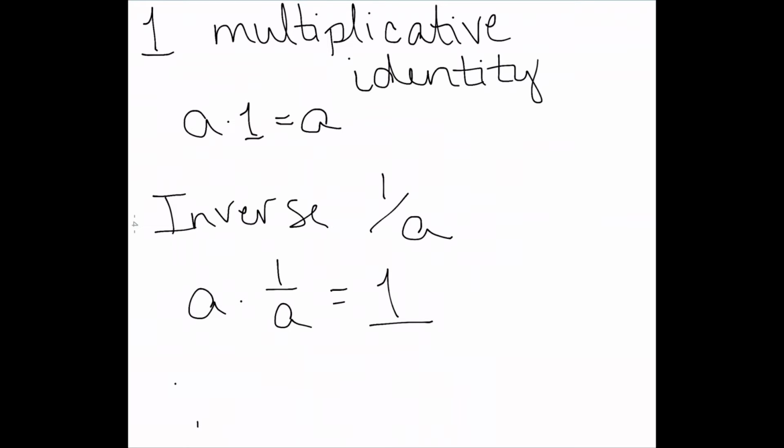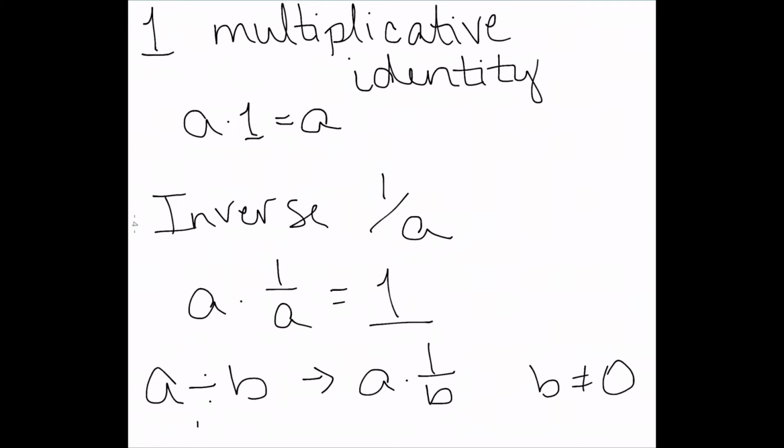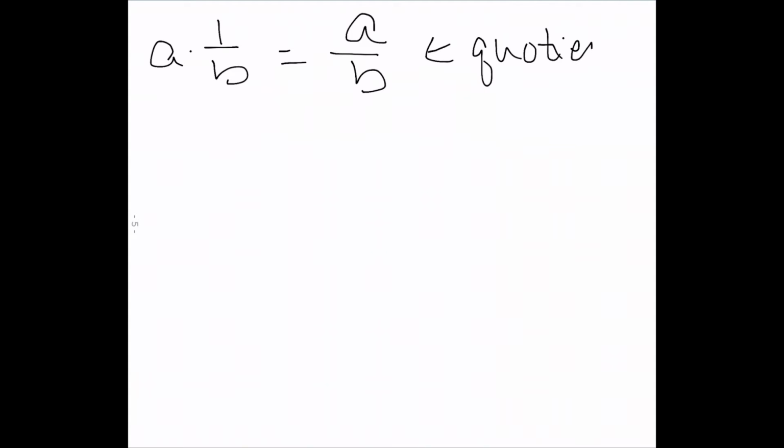And division is really defined as multiplication by an inverse. A divided by b really means a times 1 over b. Once again, provided b is not equal to 0. Some quick notation. Most of the time, we don't want to write a times 1 over b. Instead, we write this as a over b. And this whole thing is called the quotient. It's also the fraction a over b. The number a is the numerator, and the number b is the denominator.